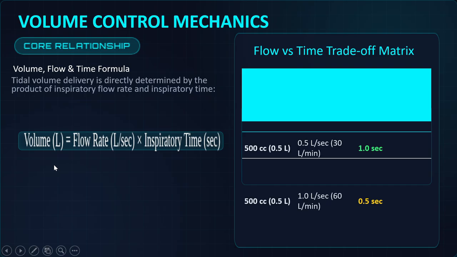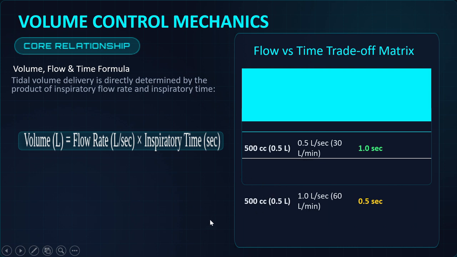Volume control mechanics. Core relationship: the volume, flow, and time formula. Delivered tidal volume is directly determined by the product of inspiratory flow rate and inspiratory time: volume equals flow rate times inspiratory time. For example, if you need to deliver 500 cc in 1 second, you need to set the flow to 30 liters per minute.